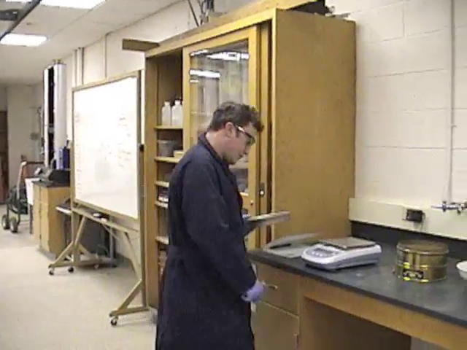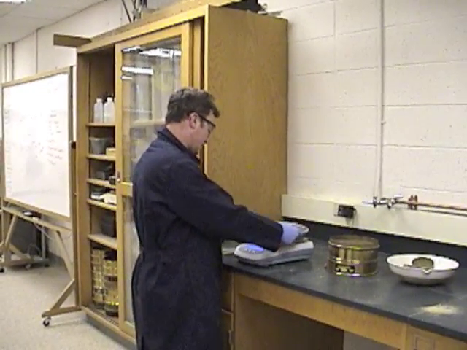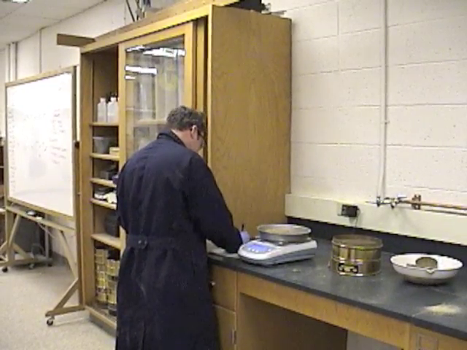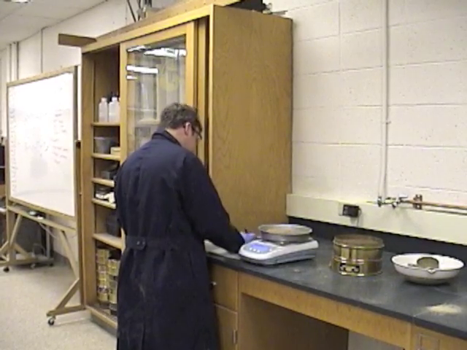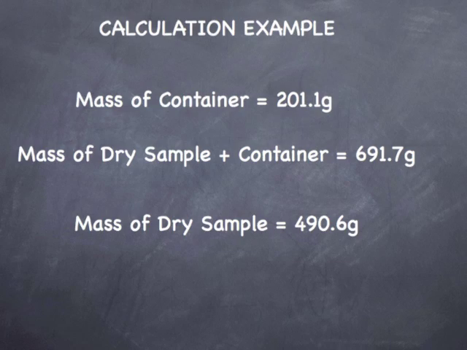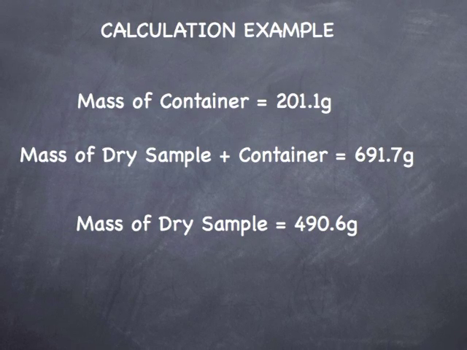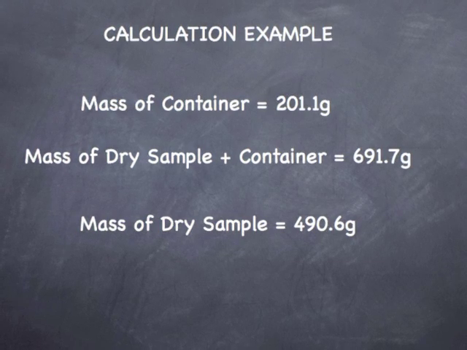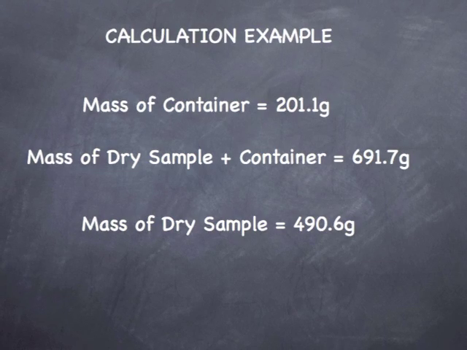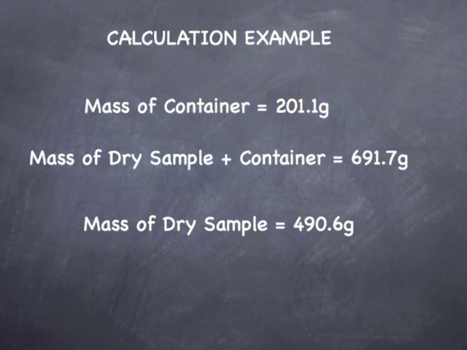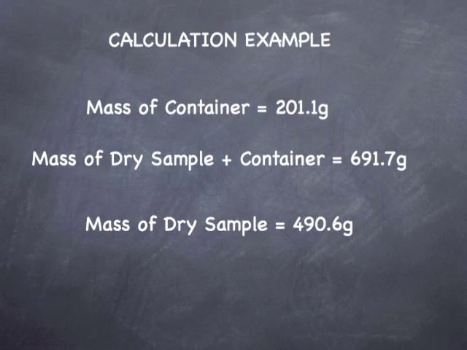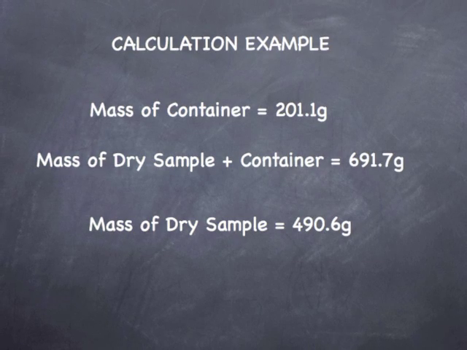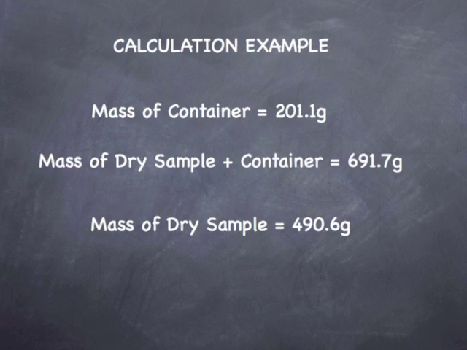We now want to record our data promptly. Again, the data that we'll need is the mass of the empty container as well as the mass of the now dry sample in the container. For our example, the weight of the empty container should not change, so let's list that at 201.1 grams. And let's assume that the mass of the dry sample and the container is now 691.7 grams, giving us a mass of just the dry sample of 490.6 grams.